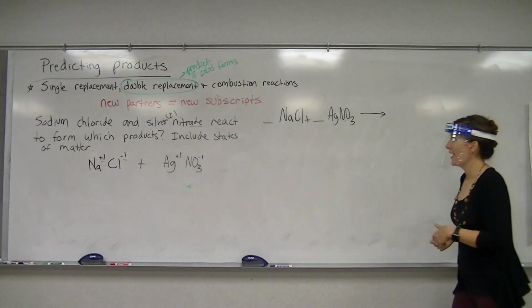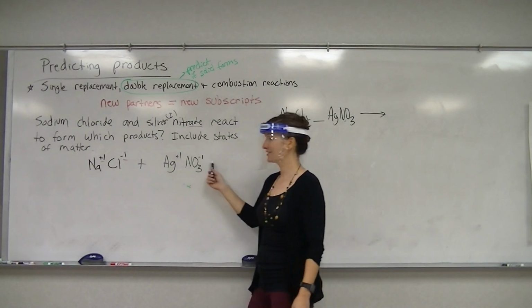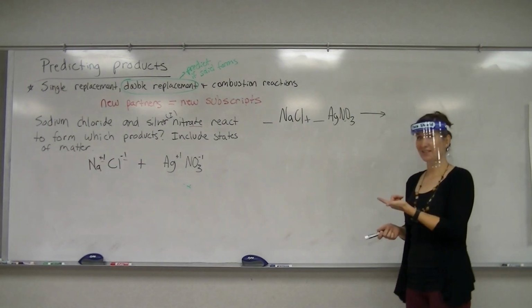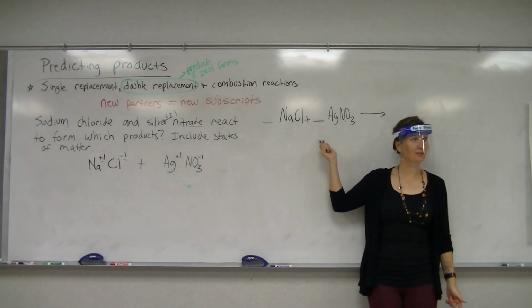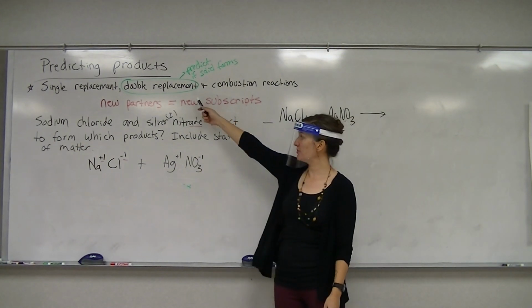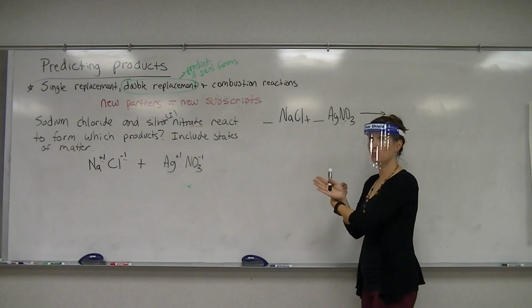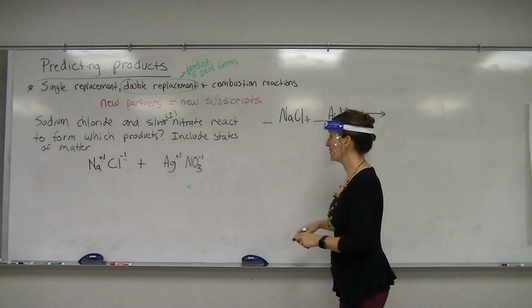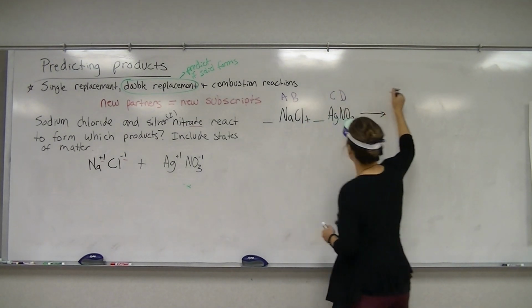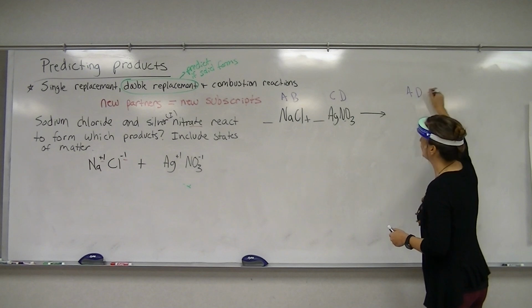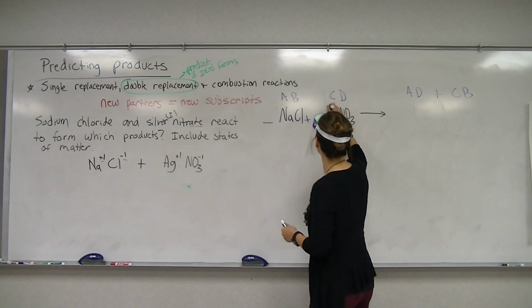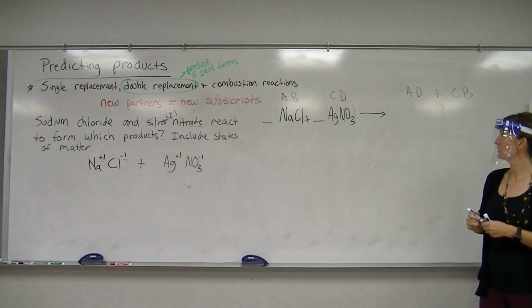And the nice thing about this is I already have the charges, and that's what I need to help predict the products. But what else might help me is knowing the type. What type of reaction is this? It's double, you're right. Yeah, it's a double replacement reaction because I have two compounds and they're going to switch partners. So knowing it's a double replacement reaction, it gives me that schematic of AB plus CD is going to give me AD plus CB.